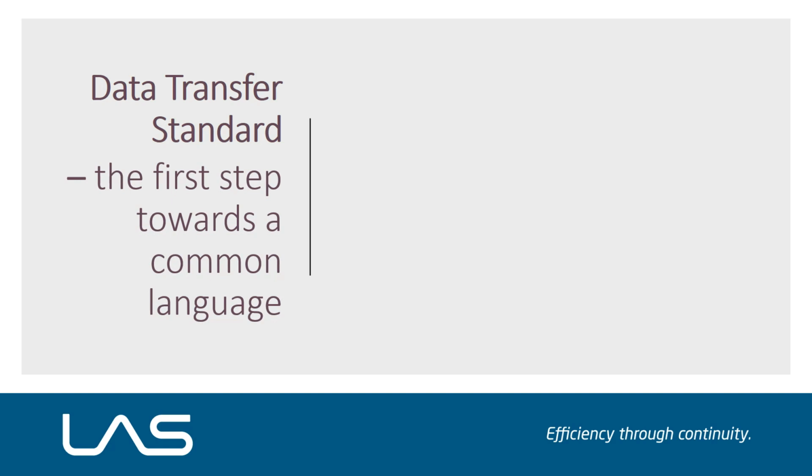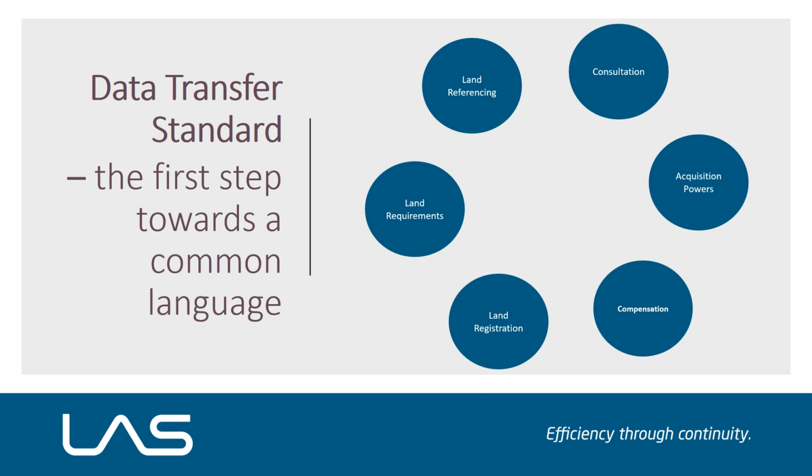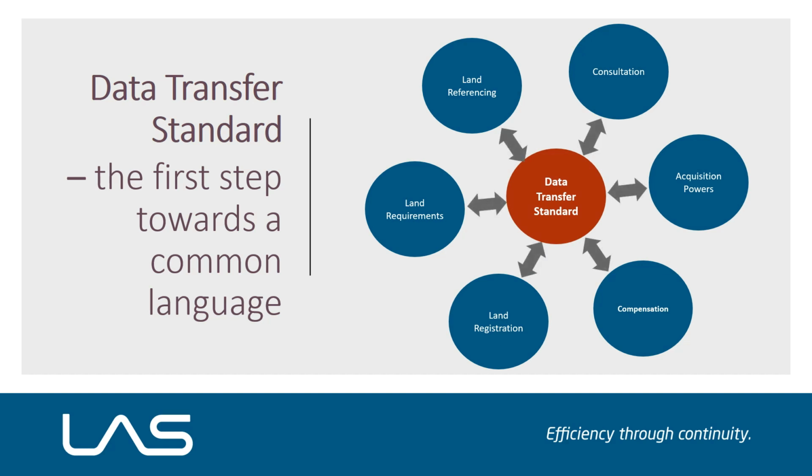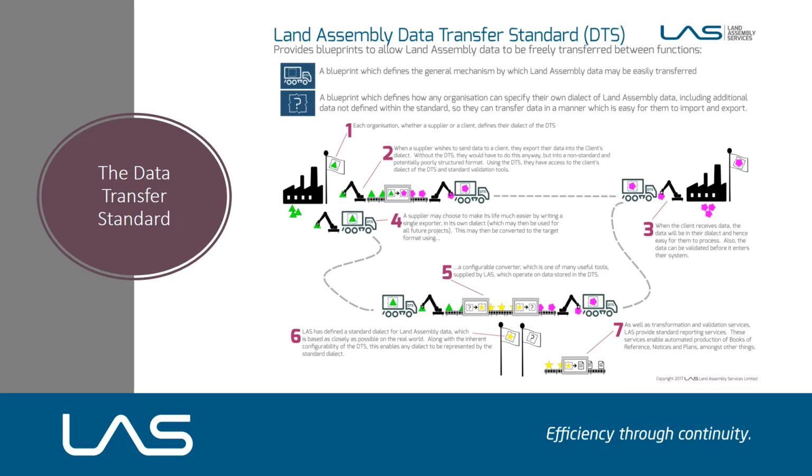A common language is essential for effective communication. However, local variants and dialects can lead to misunderstanding and confusion. An effective translation tool can overcome these difficulties. At Land Assembly Services, we believe that effective communication is fundamental to both the standardisation process and continuous improvement. So much so that we've developed a draft data transfer standard and the tools needed to use it. The DTS is effectively a blueprint for efficiently transferring any land assembly related data. It has the flexibility to accommodate the different ways that data is specified across organisations and projects. This means there is no need for anyone to change their internal systems and processes.